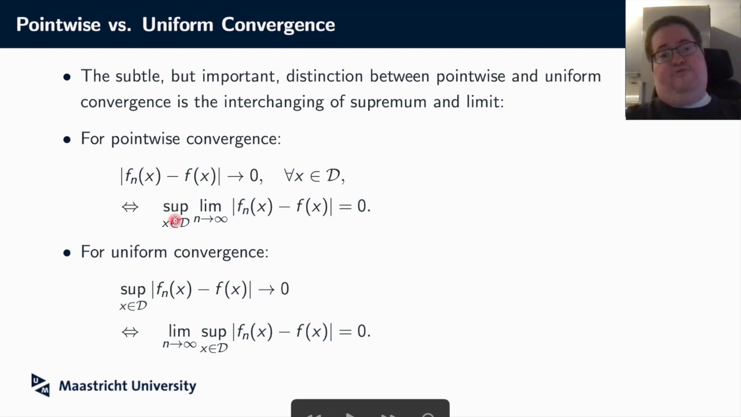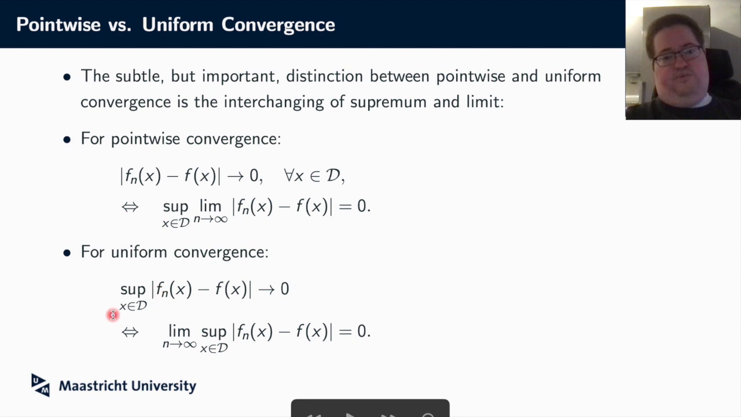Remember, the supremum is nothing more than the lowest upper bound, so the lowest value that is going to be larger or equal than this difference everywhere. So you can compare, it's essentially the maximum, although the maximum we cannot always attain.